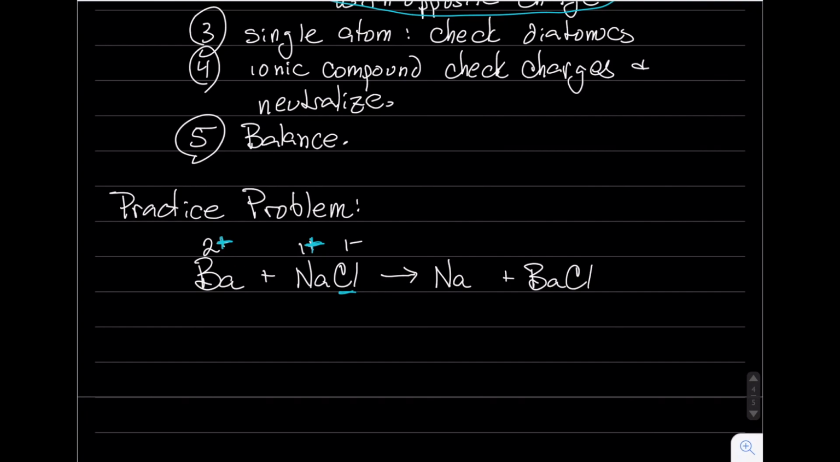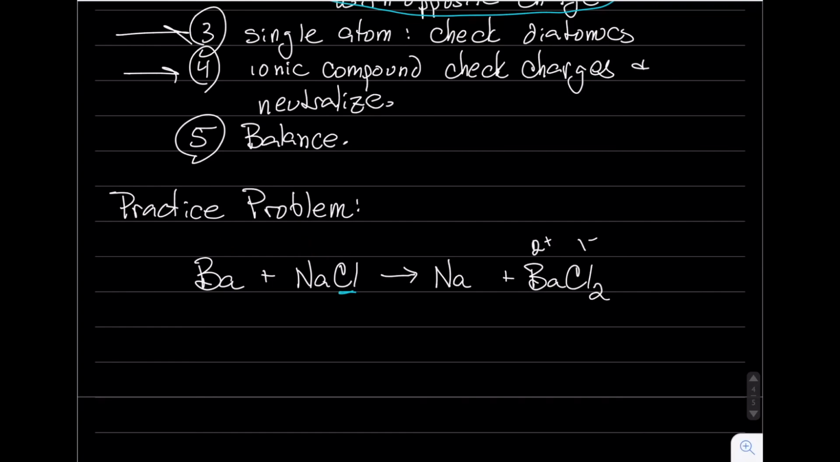So there are products. Now, looking at step 3, we need to check for diatomics for our single atom. Sodium is not a diatomic, so it's good. Step 4, ionic compounds, we need to check charges and neutralize. Barium chloride is indeed an ionic compound because it's a metal and a nonmetal. We already know barium has a 2+ charge, chlorine has a 1- charge, so we need one more chlorine to make this compound neutral. So we got that. And the last step is to balance.